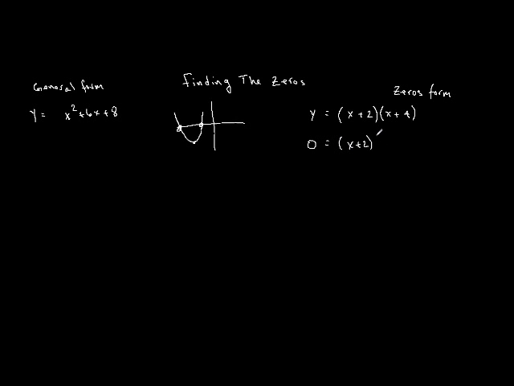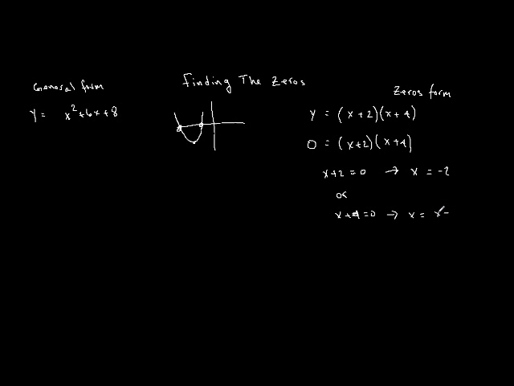Now there are two ways for this to be equal to 0. Either x plus 2 is equal to 0, which causes the whole thing to be 0, or x plus 4 is 0, which would cause the whole thing to be 0 also. Now in the first case, if I solve for x, I bring 2 to the other side, it becomes minus, I get x equals minus 2. And in the second case, solving for x, I get x equals negative 4.